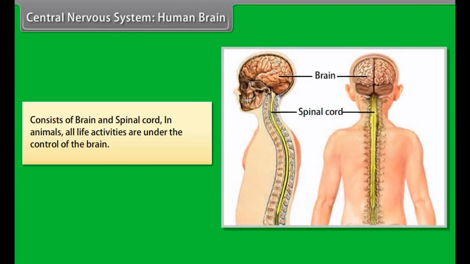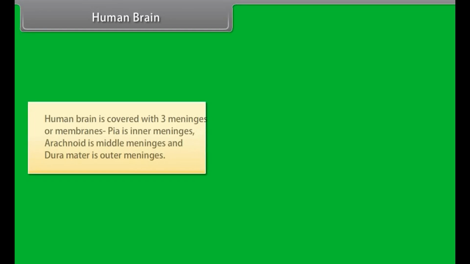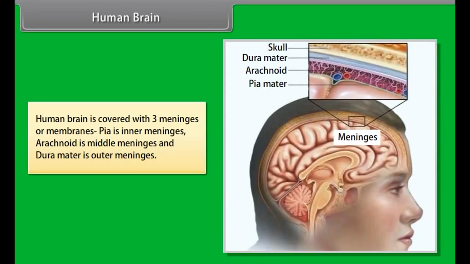Central nervous system, human brain. It consists of the brain and spinal cord in animals. All life activities are under the control of the brain. Human brain. The brain is a soft, whitish, large and slightly flattened structure present in the cranial cavity of the cranium. The weight of the brain is about 1200 to 1400 grams. The human brain is covered with three meninges or membranes.